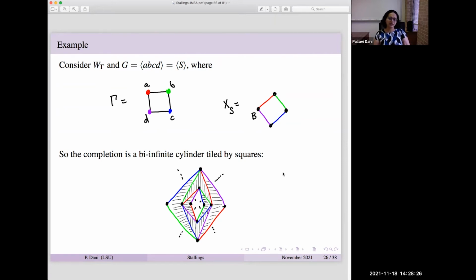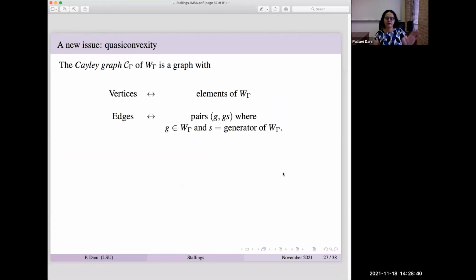Okay, so this is an example where this completion ends up being infinite, but for this bi-infinite cylinder, you can actually check that it is folded and cube folded. Okay, so those are two sort of different examples.